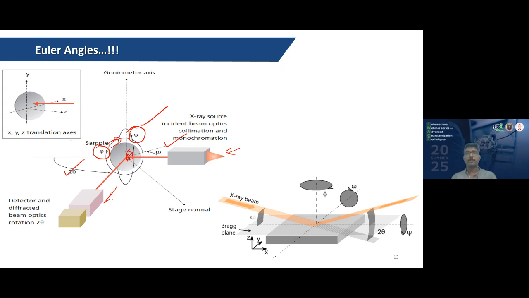Now we move on to discuss the theory of glancing incidence XRD or grazing incidence XRD, which is commonly known as GID.